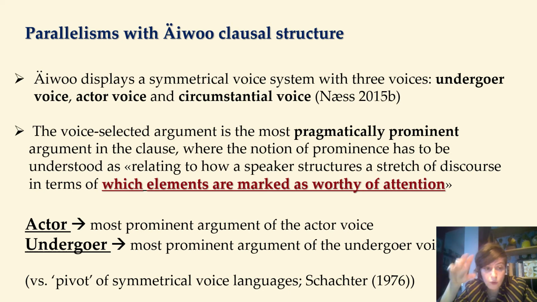So in the actor voice, the most prominent argument is the actor, while in the undergoer voice, the most prominent argument is the undergoer, of course. And this definition is different from those that are typically found in symmetrical voice languages, where the voice-selected argument is the pivot. In this case, it's different because Aiwoo has no pivot restrictions, and this is also the case in NALOGO.